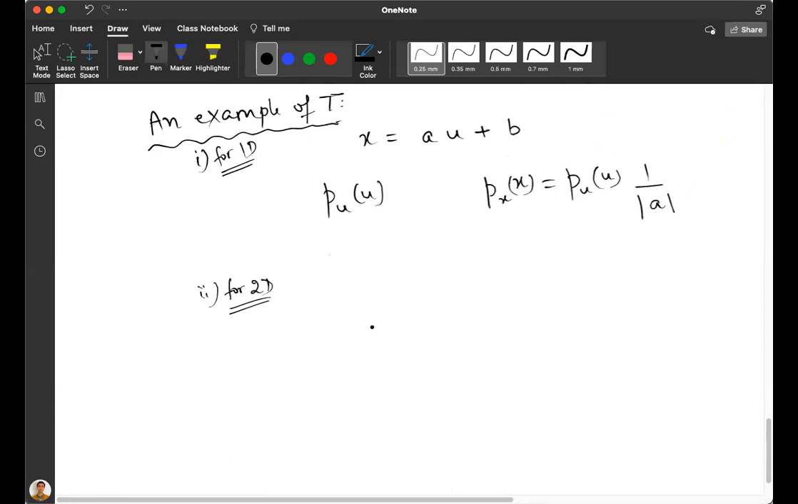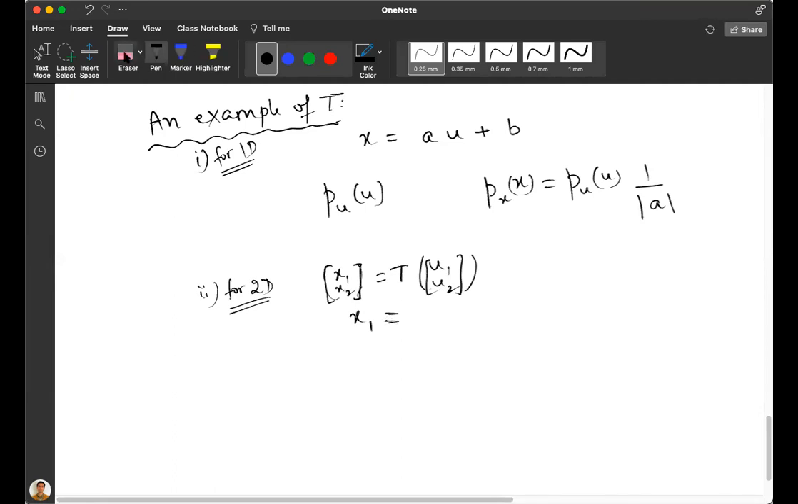AX plus BY plus C. So basically you have to say my x1 is equal to something and x2 equal to something. So x1 is a function of u1, u2. Basically my x1, x2 is some p of u1, u2, right? This is my two-dimensional. So what is my x1 equal to?